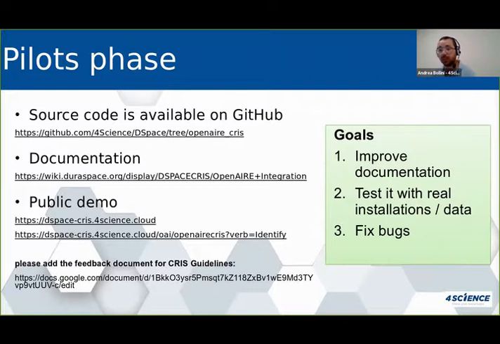If you have specific feedback about the guideline, you can use this Google Doc that is maintained by Andreas and the OpenAIRE staff, also to improve the CRIS guideline directly. So again, the goal for the pilot phase is to improve the documentation, validate the implementation on real installations and data, and fix any bug that could be identified.